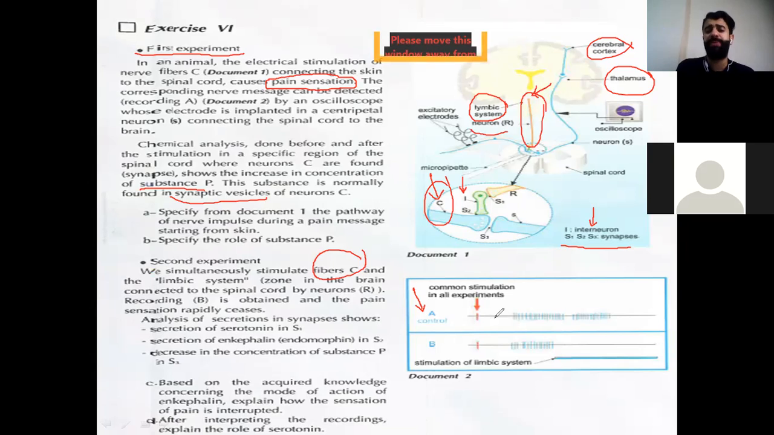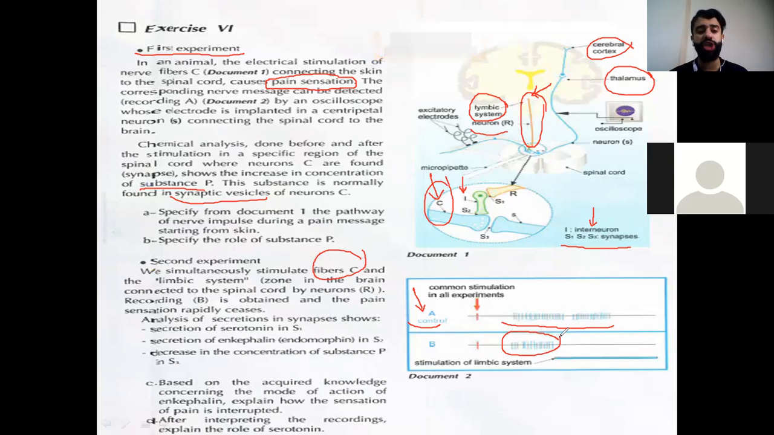Why? If we look at figure A, or control A, this recording here, what do I have? I have high frequency. However, in recording B, when we did simultaneous stimulation for fiber C and the limbic system, what happens? The frequency decreases. So the frequency of the pain message decreases.